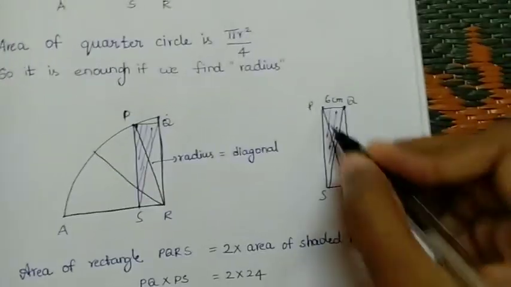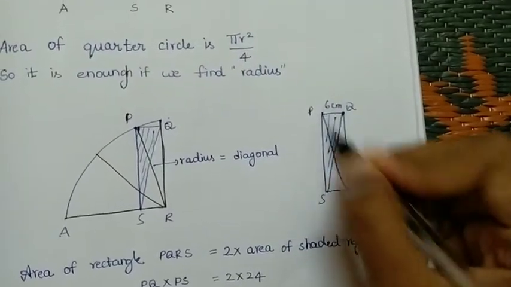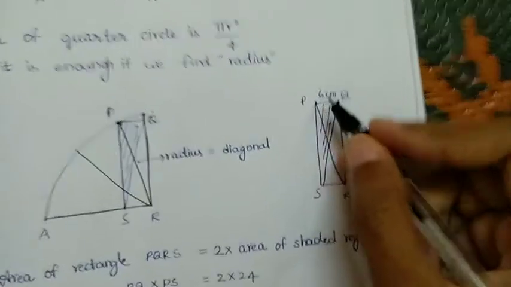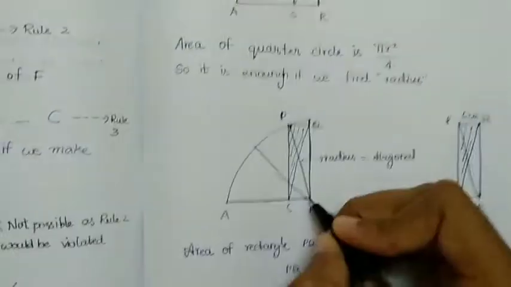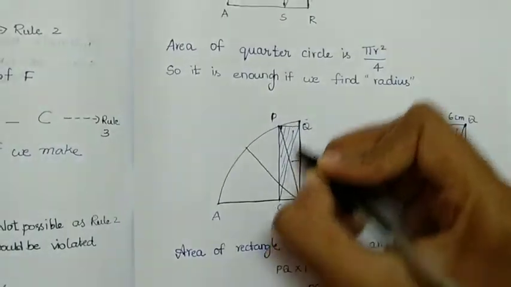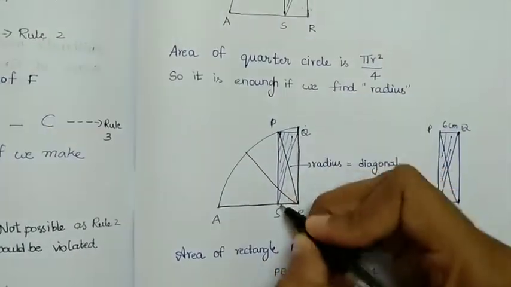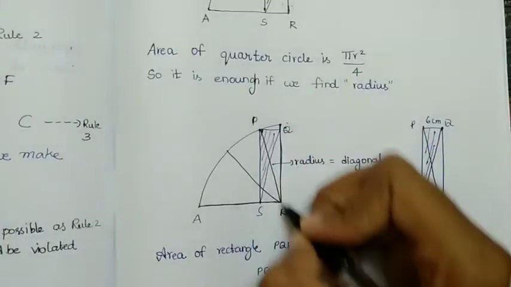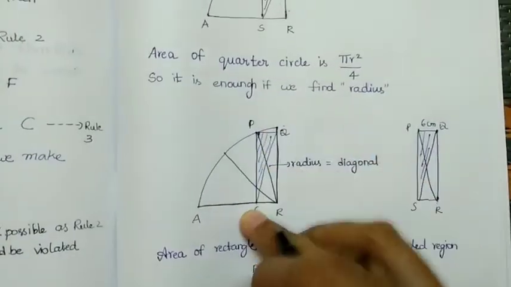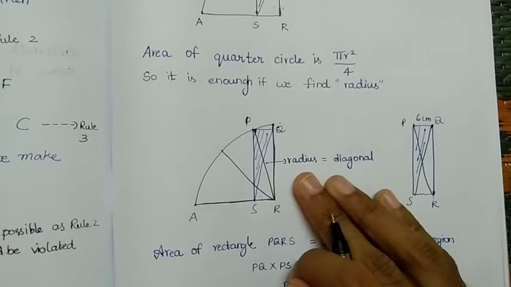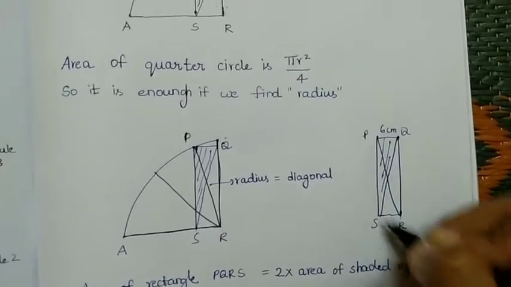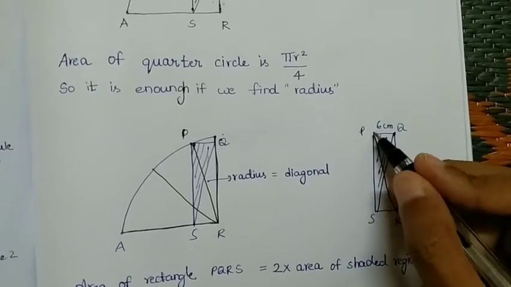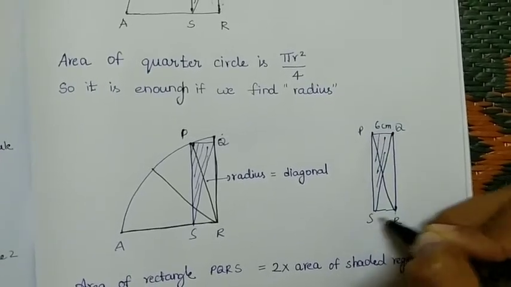Actually we are taking directly this diagonal. This is the main diagonal of the rectangle, not a radius as such. But whether we find this one or this one, both are the same because of the symmetry. So in this right angled triangle, PS square plus RS square is equal to PR square.